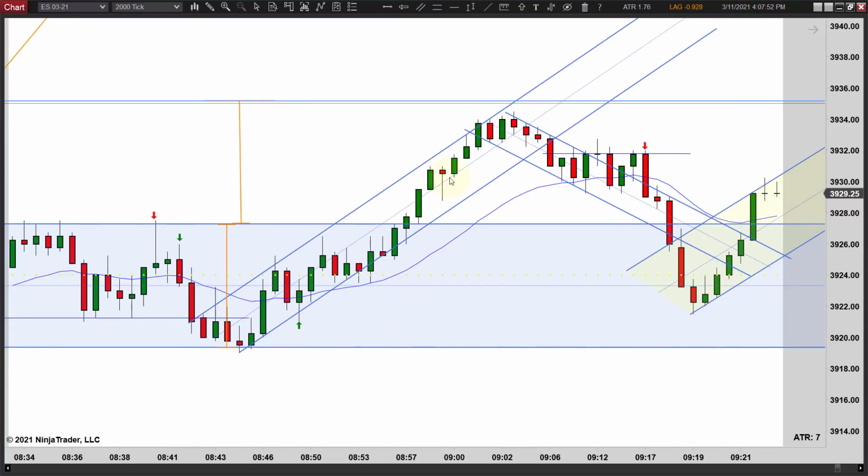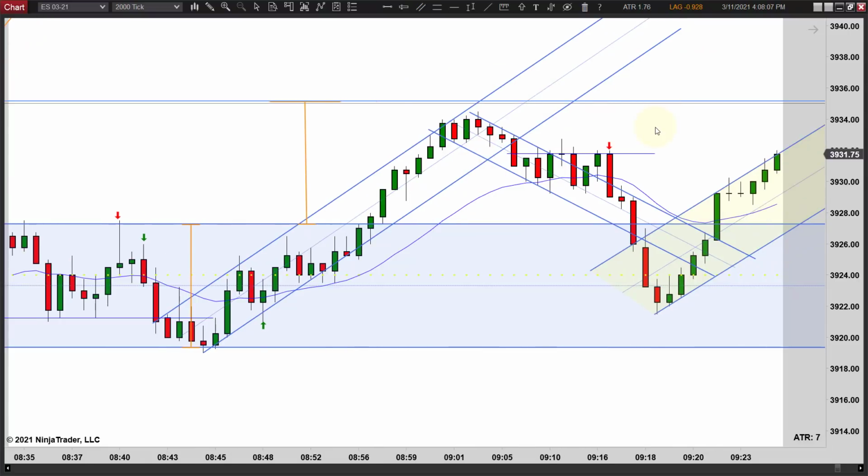But we have this channel working up. We don't quite get a measured move based on the width of the range. You can see that right there. We missed that by a few ticks. And that's what the blue line is.